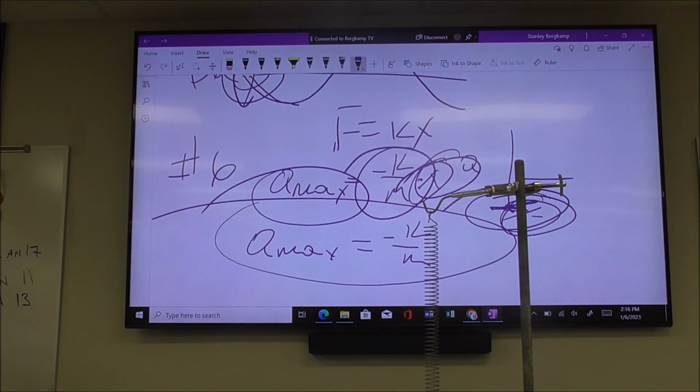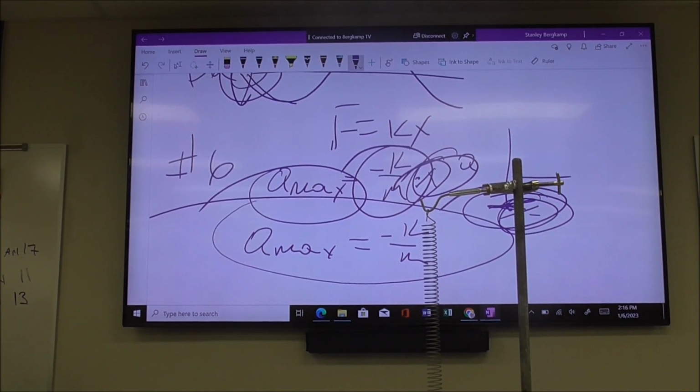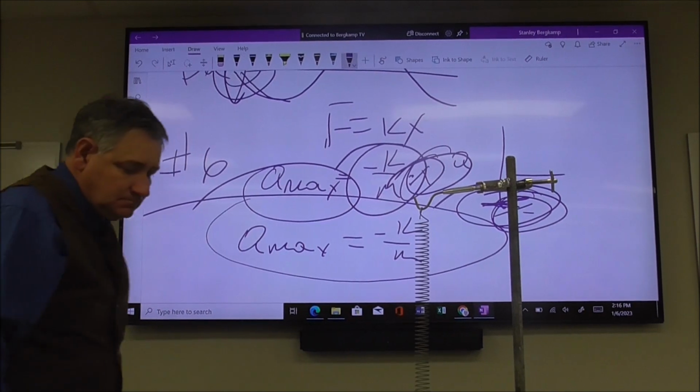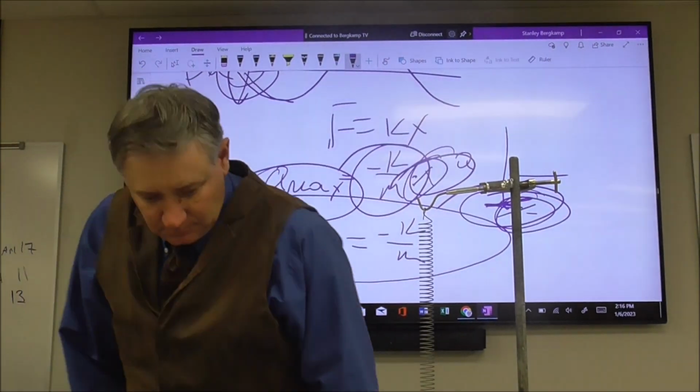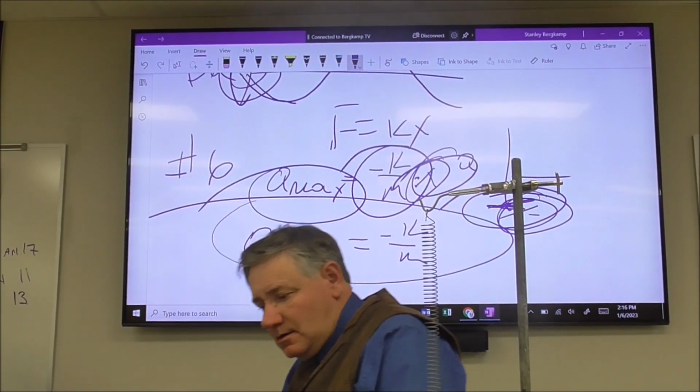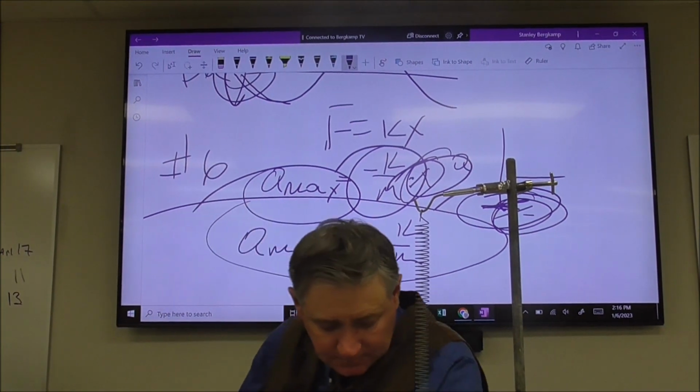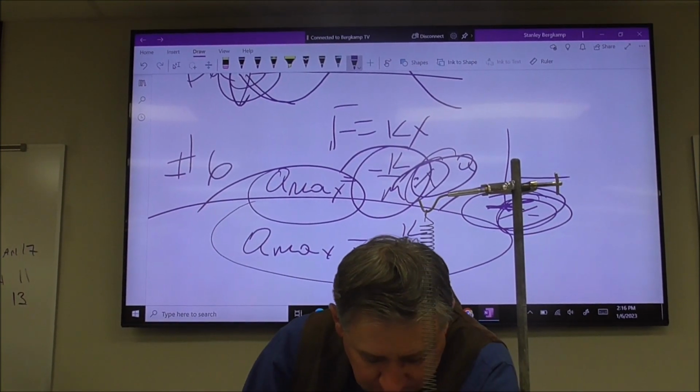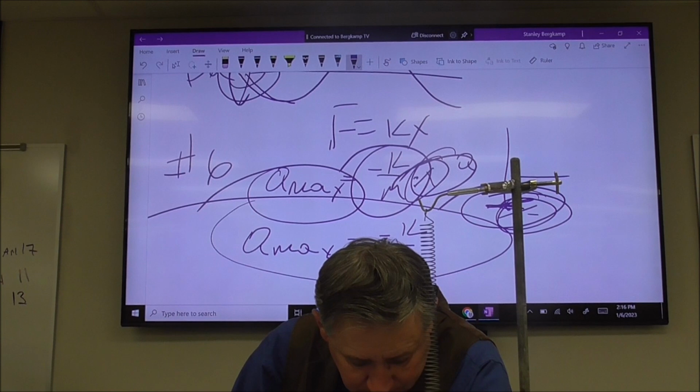Okay, yeah, 1.88. Why do you put kilograms? It's just meters per second squared. Why would you even put kilograms? Well, I was just reading it out loud. Delete the kilograms.